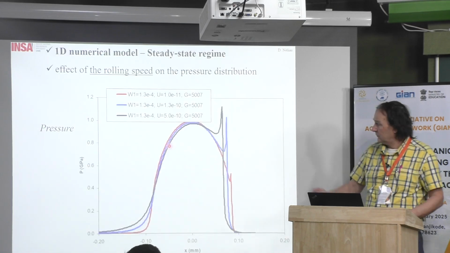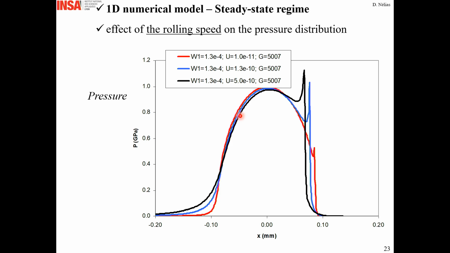Typically, you can see here, for example, that the lower the speed, in red, the better the solution, closer to the Hertz solution, and also to the Hertel and Grubin solution. This is the effect of the speed. Then, of course, the higher the speed, the more difference you can observe, and it's the same for the effect of the load.